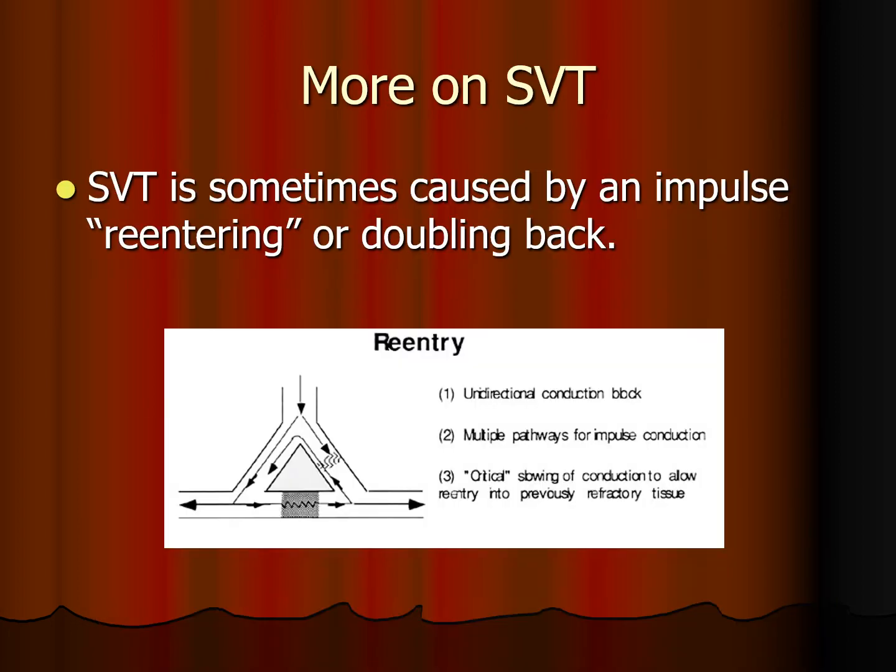All right, so more on SVT. SVT is sometimes caused by an impulse re-entering or doubling back. It circles around, and then the ventricles eventually have a response in a regular pattern. Remember, we are losing major cardiac output with this, right? There's not enough fill time. When you have a heart beating faster than 150, you lose fill time, and so we're usually going to have a symptomatic patient.